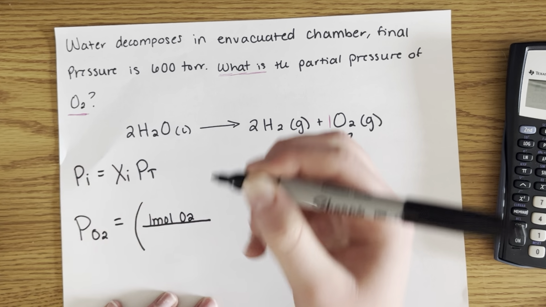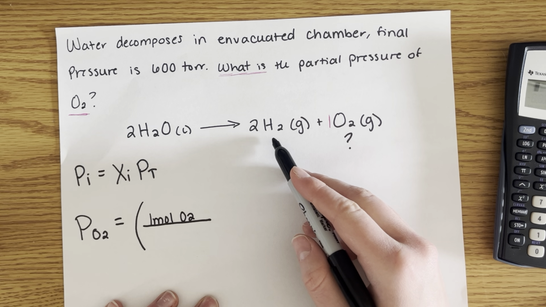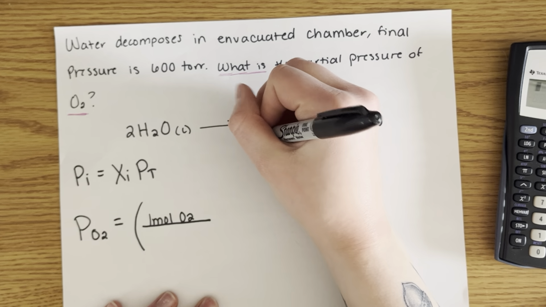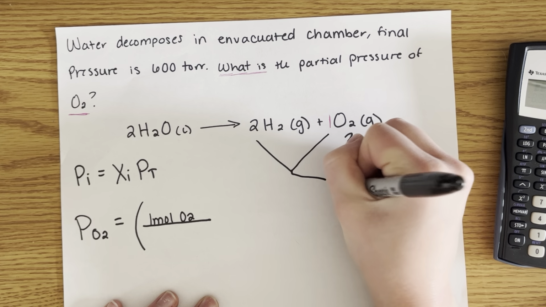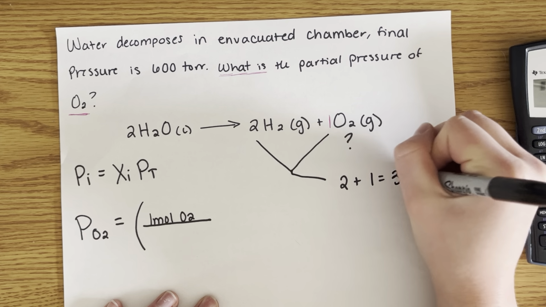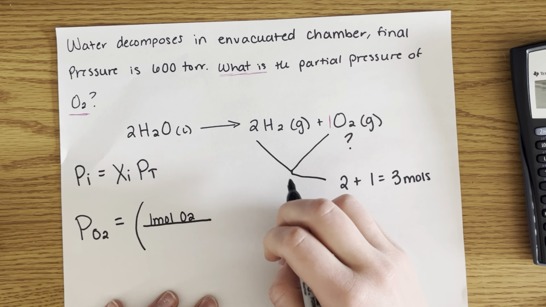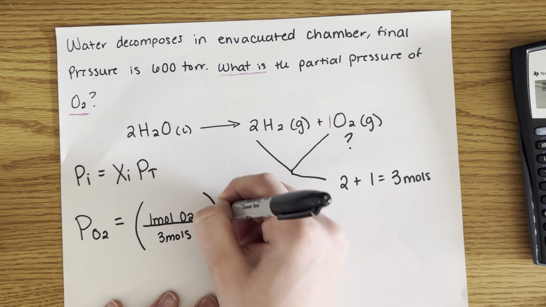1 mole of O2. How many total moles are there in this chamber after the water decomposes? Well, we have 2 moles of H2, 1 mole of O2. So all we would do is take these numbers and we would go 2 plus 1 equals 3. There's 3 total moles in this chamber after the water decomposes. So we'd have 1 over 3 moles.